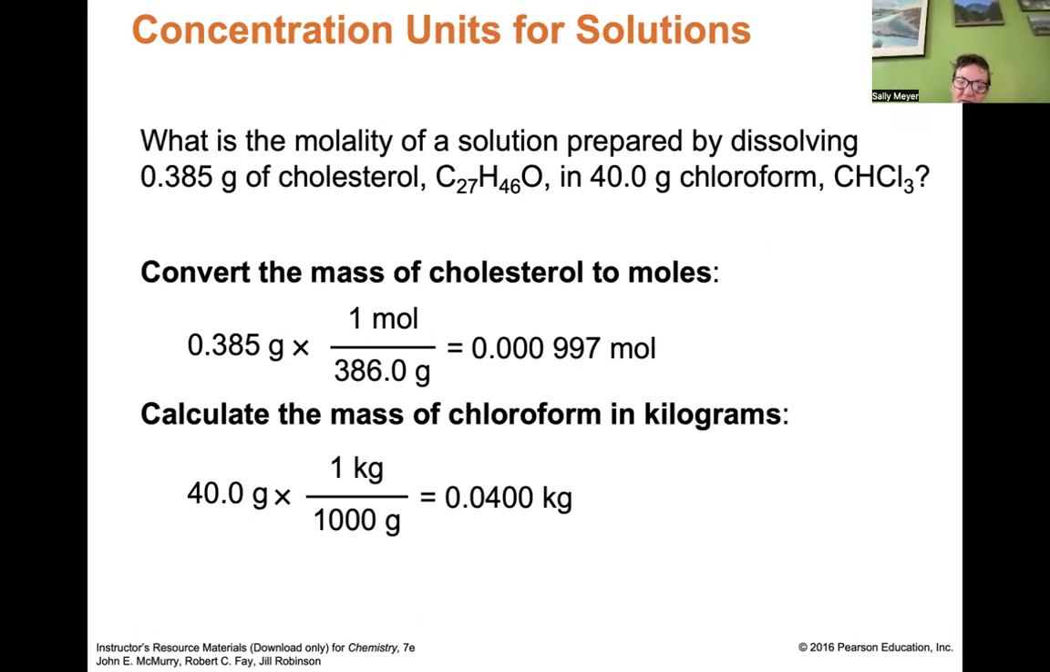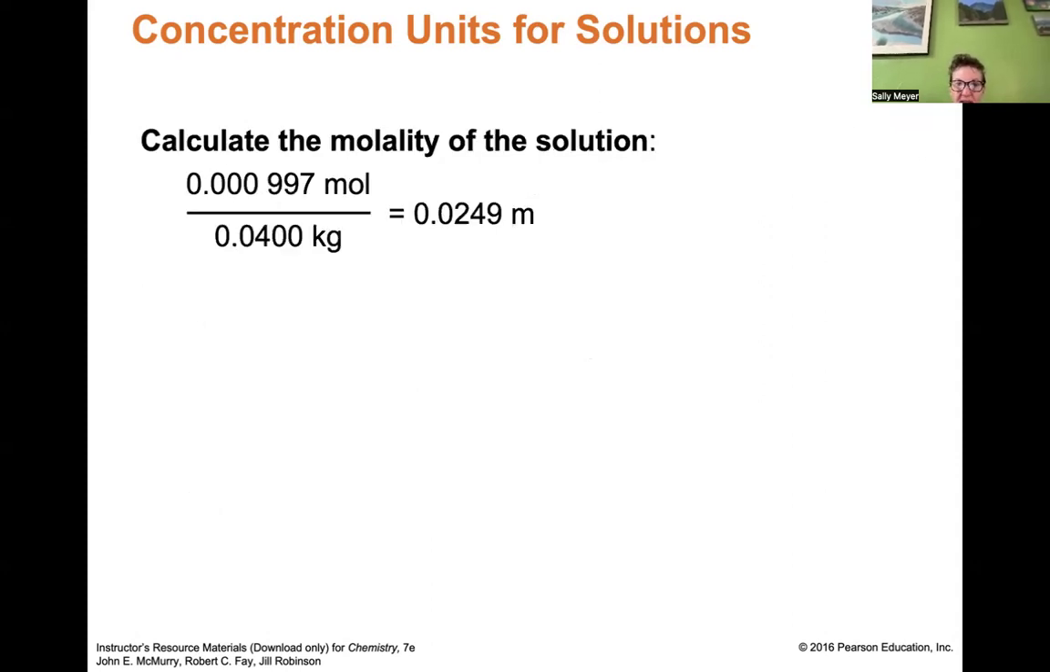Here's another one using the units of molality. What's the molality of a solution prepared by dissolving 0.385 grams of cholesterol in 40 grams of chloroform? We're going to convert the mass of cholesterol to moles, because we know, and you should have these written on your note card for your test, that molality is moles of solute over kilograms of solvent. So we need to convert the cholesterol into moles. And then we need to convert the solvent, the component in larger excess, into kilograms. So we have 40 grams of chloroform. We can convert that into kilograms. And then we take the ratio and we'll have molality, which is moles of solute over kilograms of solvent.